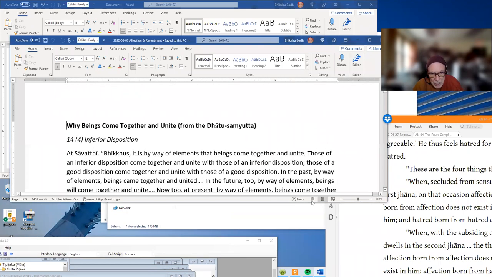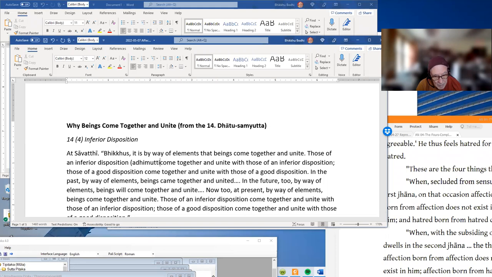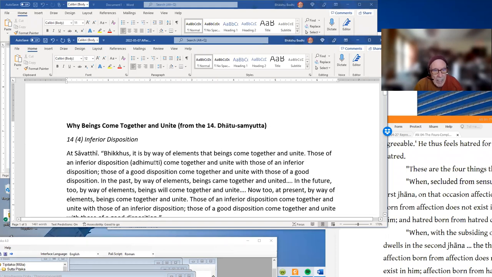And then there was a sutta I was going to bring up. This is a section in the Sangyutta Nikaya, called the Dhatu Sangyutta, which is chapter 14, where the Buddha is explaining how beings, or we could say people, come together and unite. And he says it's by way of elements. The word that's used here is Dhatu, which here would have the meaning of some kind of character trait, or the other word used is disposition, that brings people together.